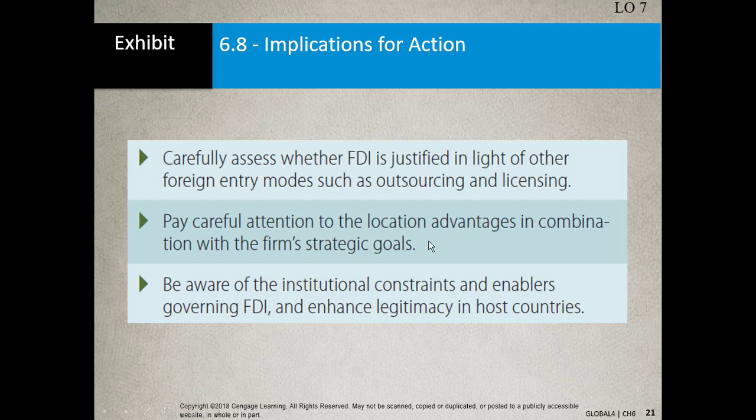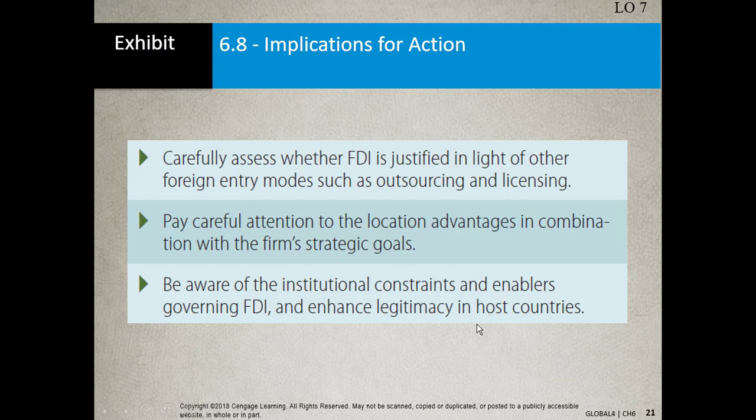If you remember from the previous chapter, think about the sacrifice that Disney had to make to penetrate China. The biggest sacrifice, if you remember, was to give up control of Disney with less than a 50% stake in Disney China, right? Lastly, be aware of the institutional constraints and enablers governing foreign direct investment and enhance legitimacy in host countries.